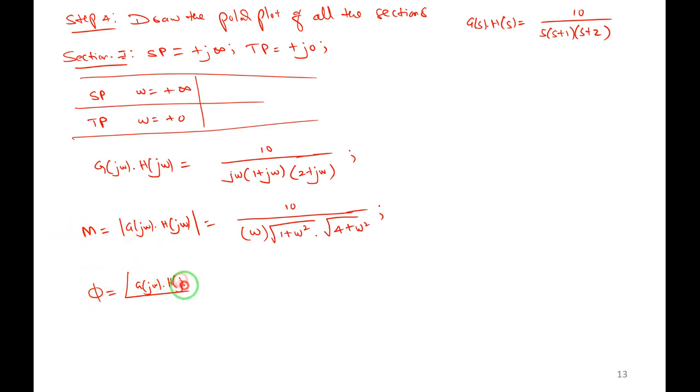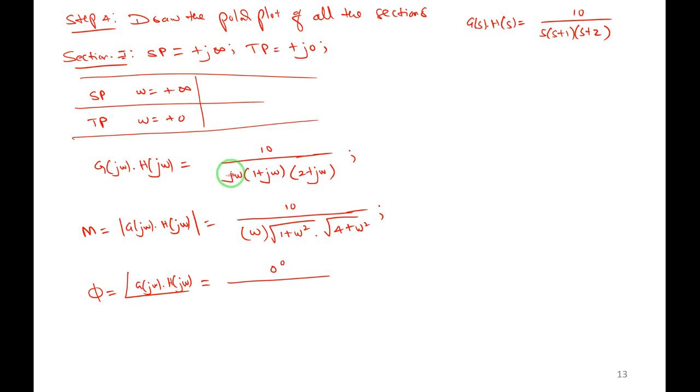If you are having doubts, you can ask. Unmute yourself and talk to me so that I can tell once again. Next, look at this equation, angle of 10 plus j0. 10 plus j0 means it is located on the positive real axis. Angle of 10 plus j0 is 0 degree.